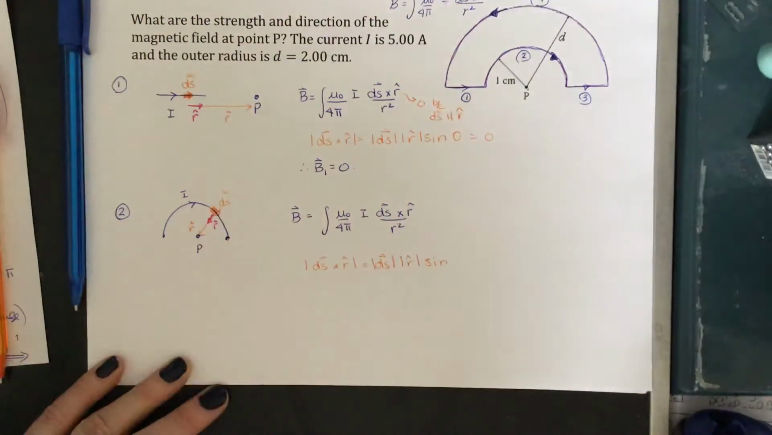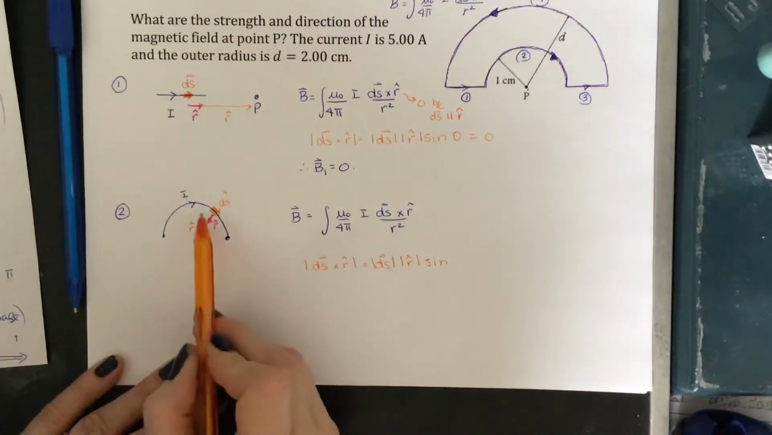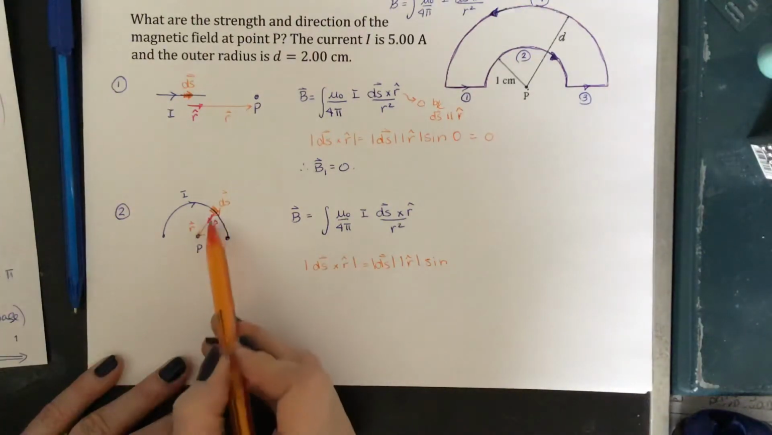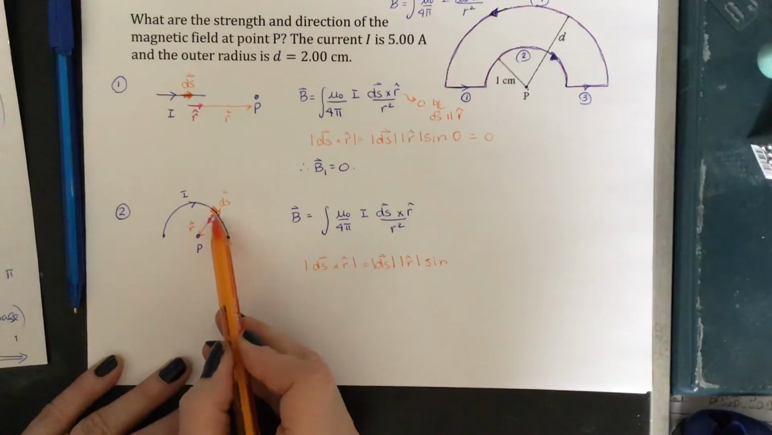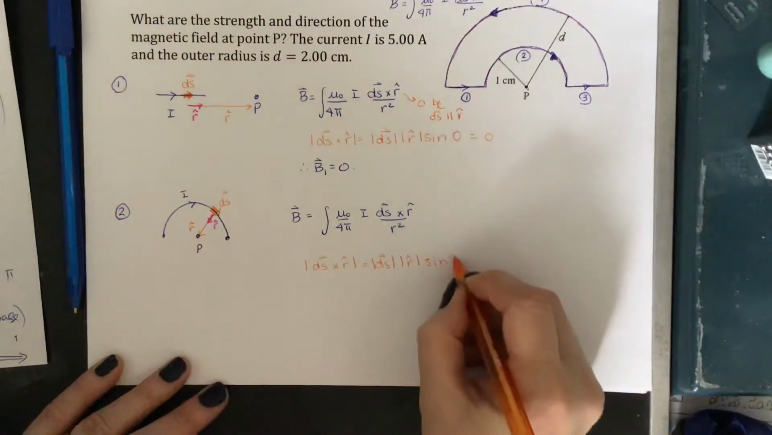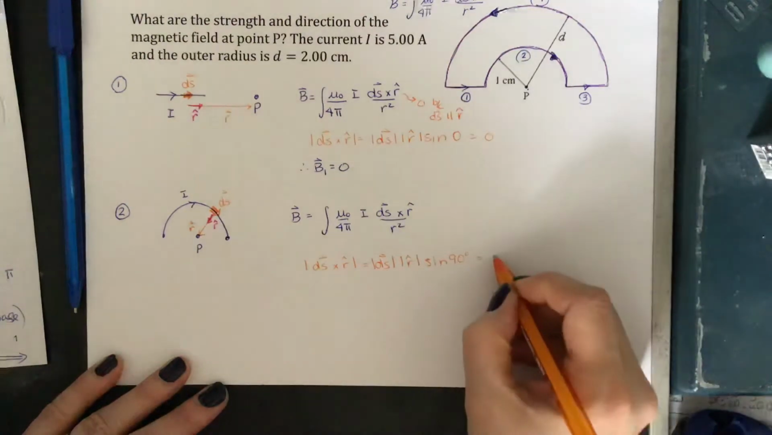So if we ask what's the angle between ds and r hat, ds is tangent to the circle, r is a radius, it's perpendicular to the circle. The angle between the tangent and the radius is 90. And the sine of 90 degrees is 1. So this leaves us with the magnitude of ds.